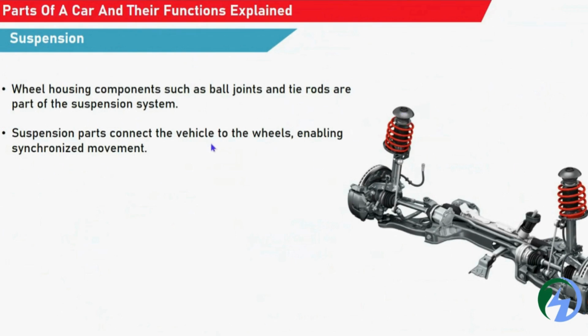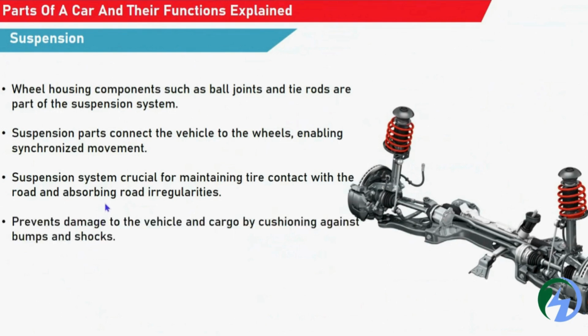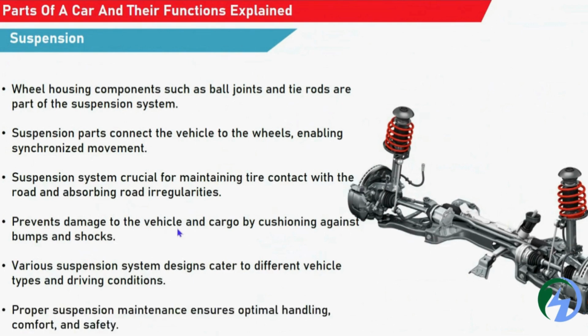The suspension parts are connected from the vehicle to the wheels and enable the movement to synchronize, because the four wheels are connected to the same suspension components. So it should be maintained and synced together. The suspension system is crucial for maintaining tire contact with the road and absorbing road irregularities, and it prevents damage to the vehicle and the cargo against bumps or shock conditions. Various suspension system designs have different features, and different vehicles have different suspension mechanisms. So depending on the vehicle and the driving conditions, it will be maintained.